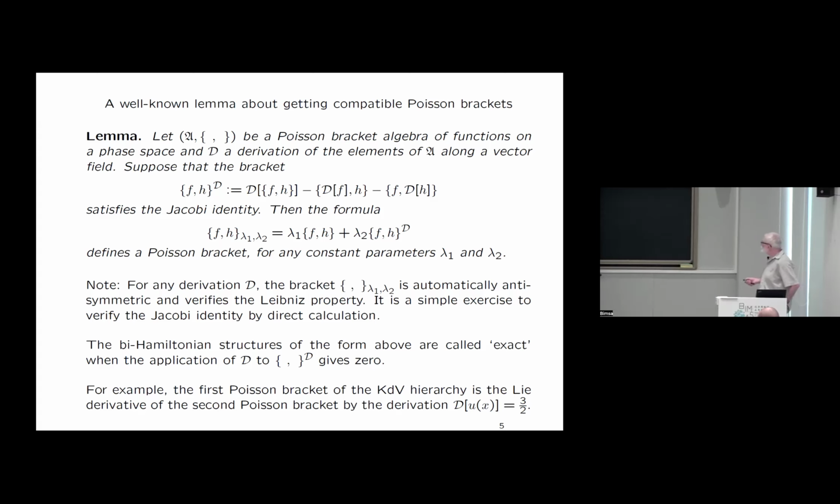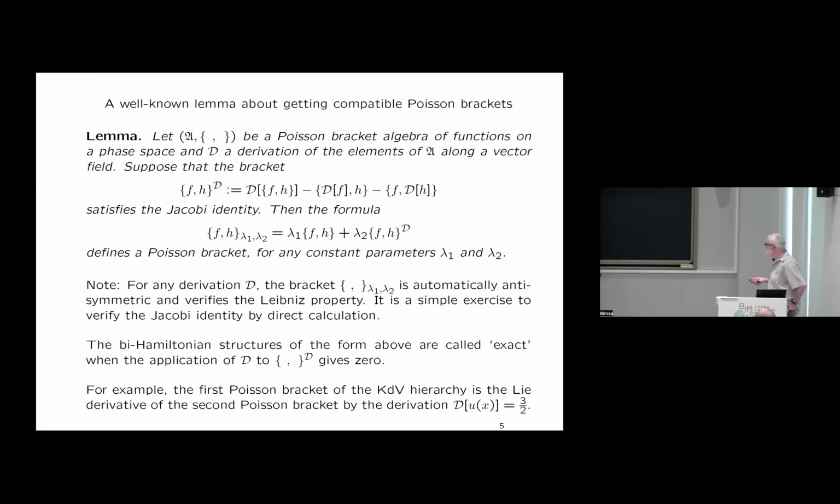This derivative bracket is automatically anti-symmetric and satisfies the Leibniz identity, but in general, it is not a Poisson bracket. But if it is a Poisson bracket, that is, if it satisfies the Jacobi identity, then it's automatically compatible with the original one. So if this Lie derivative gives a Poisson bracket, then an arbitrary linear combination of the original one and the Lie derivative also satisfies the Jacobi identity. And several examples of compatible Poisson brackets can be constructed in this way.